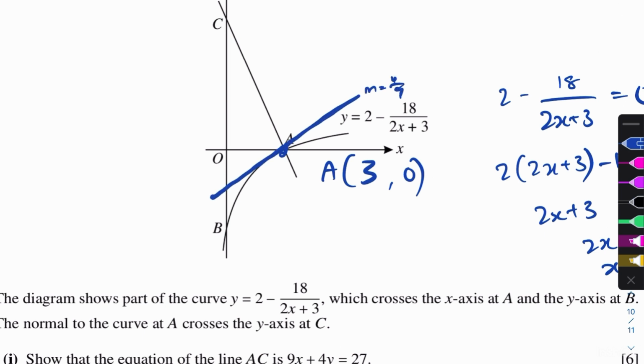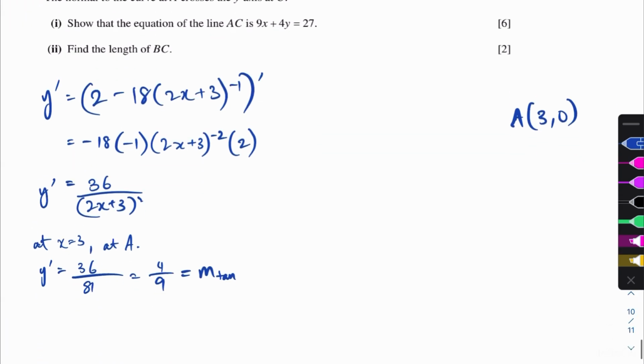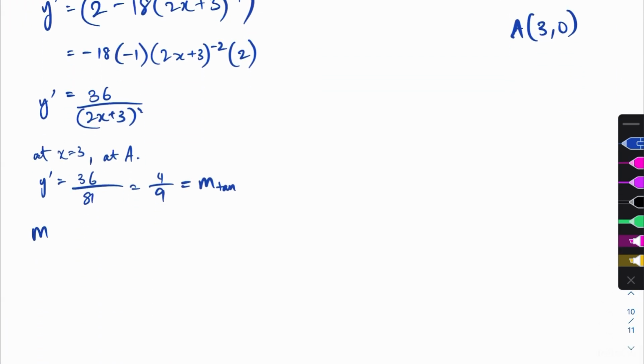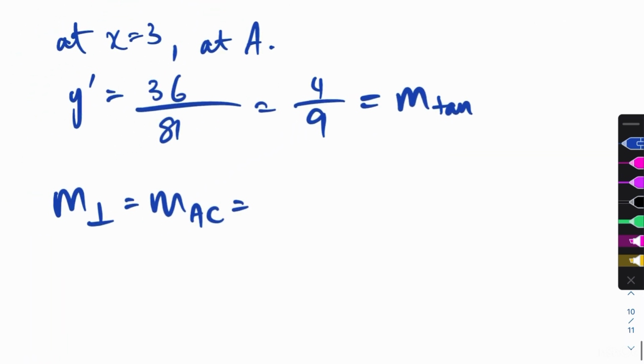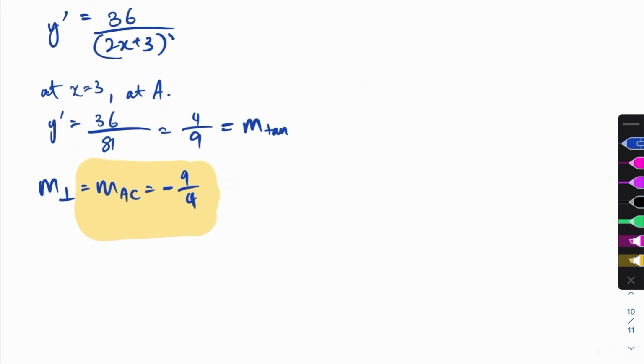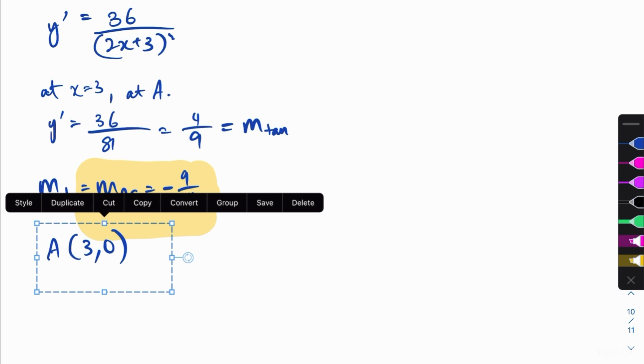m is 4 over 9, which means that the normal gradient, so m normal, which is MAC, is going to be the negative reciprocal of this. So negative reciprocal just means you put a negative and you flip it. So this is the gradient of AC. Okay, so now we've got a gradient for AC and we've got a point, A (3, 0). Now that we've got both of these things, we can find the equation of AC.